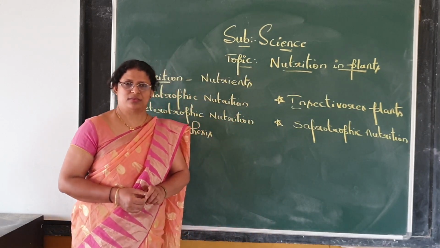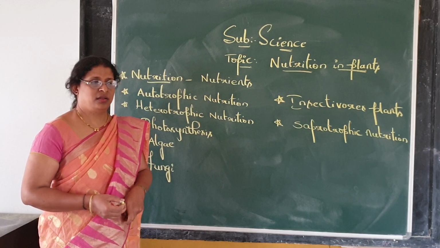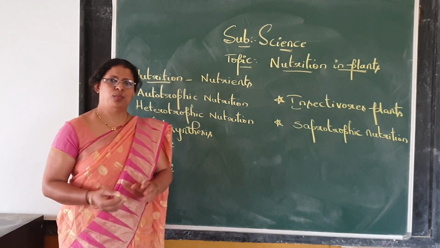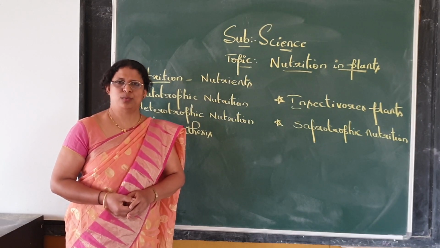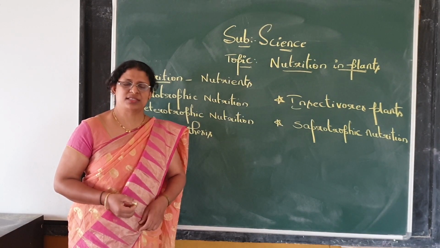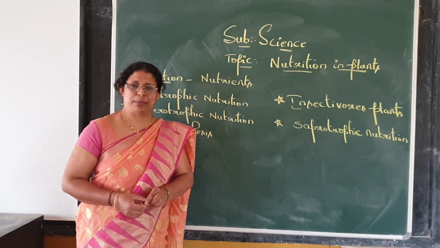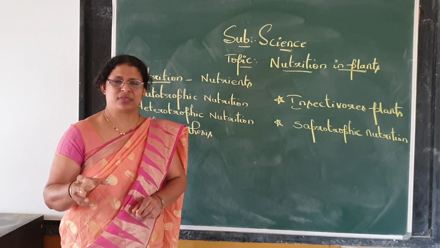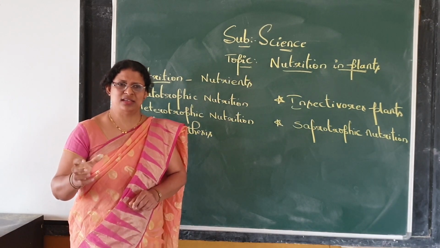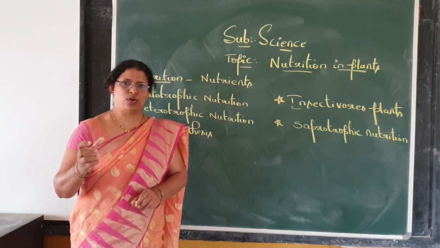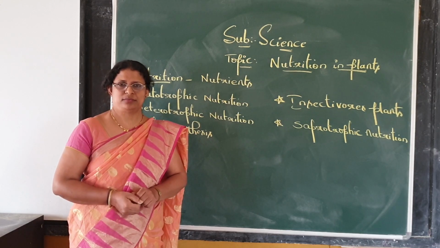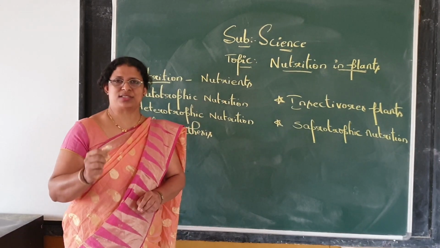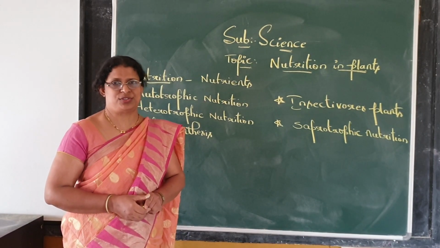Autotrophic nutrition. As we know very well, plants are called autotrophs. Why are they called autotrophs? What is the reason behind it? Because we know that plants prepare their own food. They synthesize their own food. So this is the reason plants are called autotrophs, and the mode of nutrition is called autotrophic nutrition.